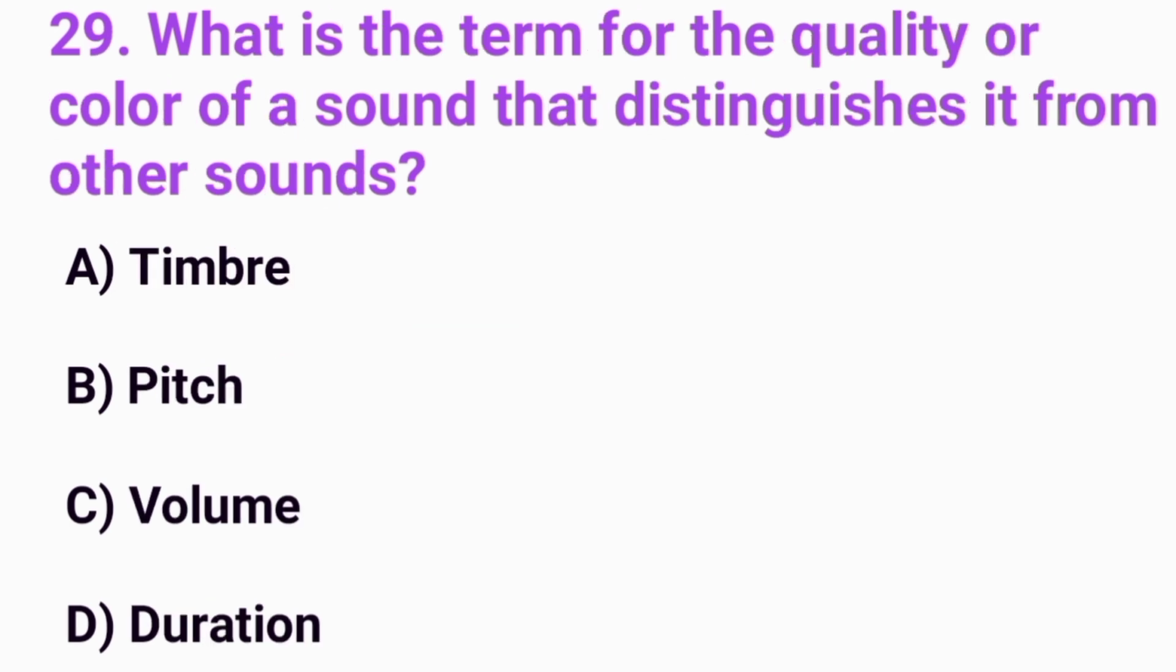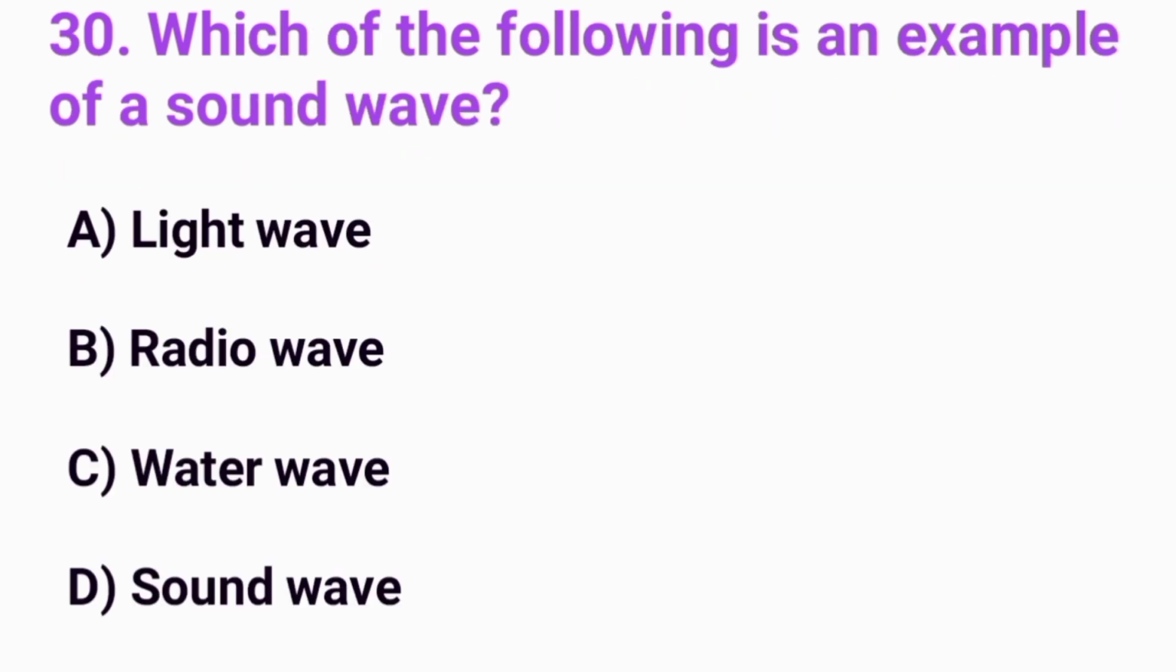Question number 29. What is the term for the quality or color of a sound that distinguishes it from other sounds? The right answer is option A, timbre. Question number 30. Which of the following is an example of a sound wave? The right answer is option D, sound wave.